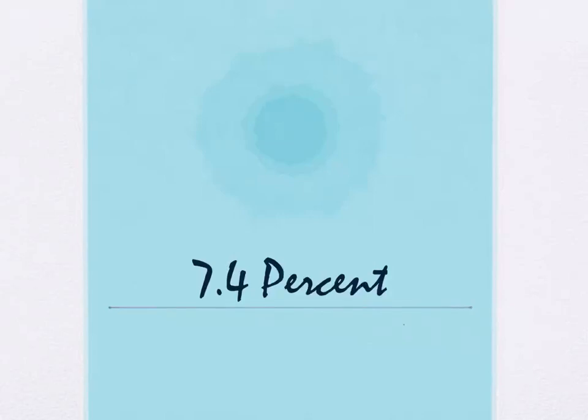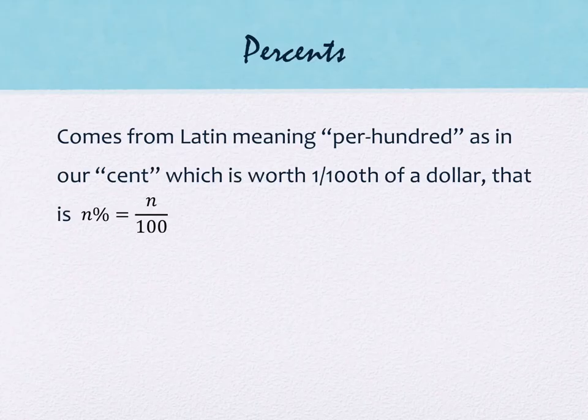All right, today we're going to take a look at section 7.4. This section is titled percents. A little bit of vocabulary to start with. The word percent comes from the Latin meaning per hundred, as in our cent, which is worth 1/100th of a dollar. That is, n percent is n over 100.